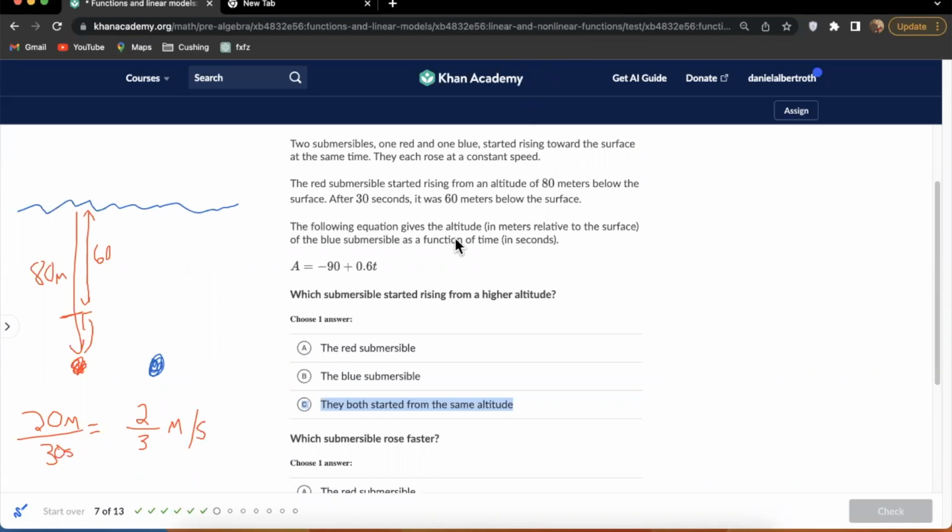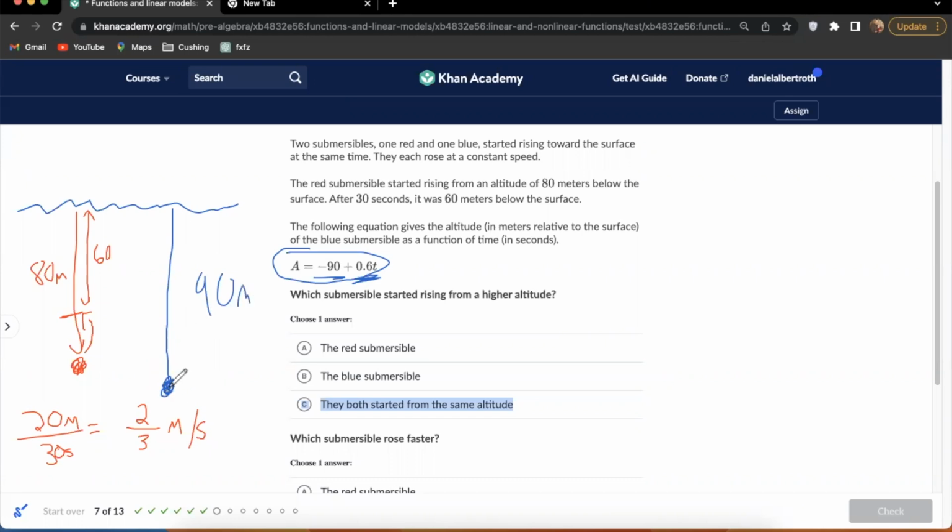It says the following equation gives the altitude in meters of the blue submersible as a function of time. So this submersible, at 0 seconds, when time is 0, it starts at -90. So it starts even further down here. So maybe I'll erase this. It starts at a distance of 90. It's way down here. The distance is 90.